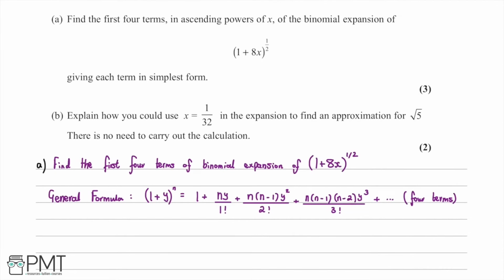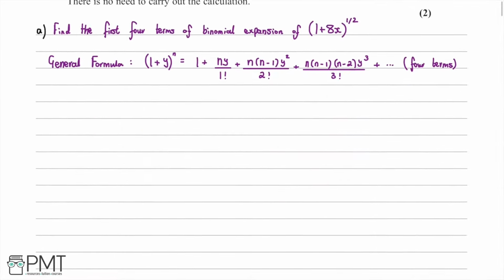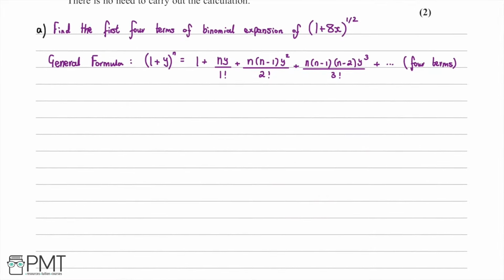So in this question, we're asked to find the first terms in ascending powers of the binomial expansion of (1 + 8x) to the power of a half. And we're told to give each term in its simplest form, and this is for 3 marks. So we're first going to have a think about the general formula.